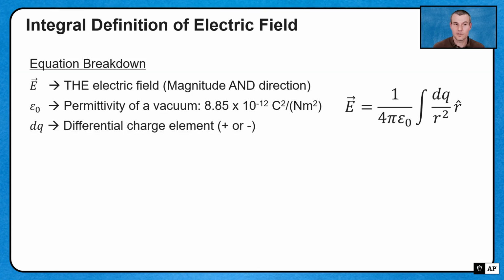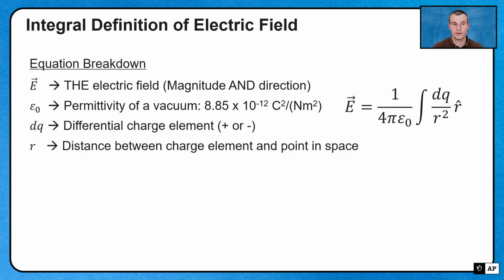We have that electric permittivity that's hanging out there. We have this dq, which is a differential charge element. It's not all the charge. It's a tiny little bit of charge. It can be both positive and negative because, once again, there are no absolute value symbols around it. We have our r, which is the distance between the point charge and some point in space, and it's being squared.